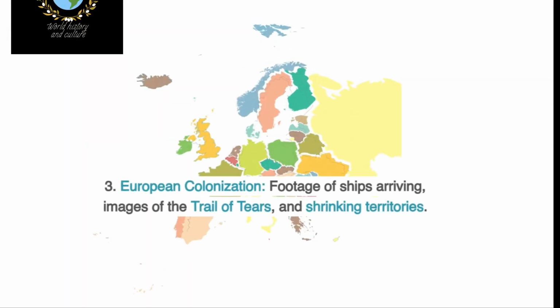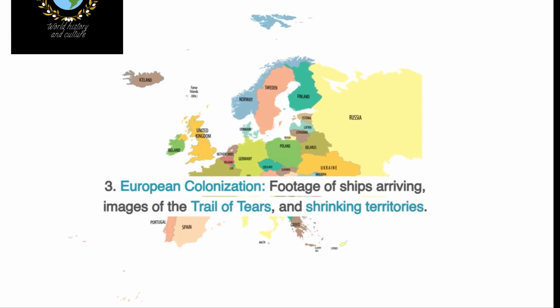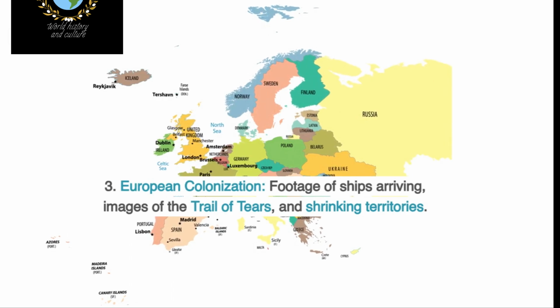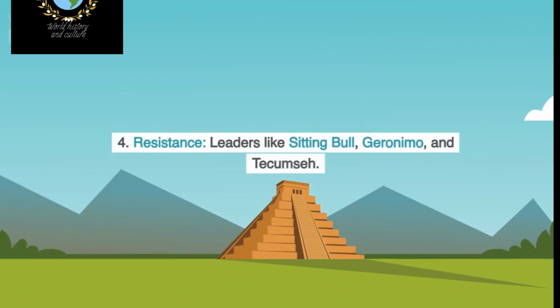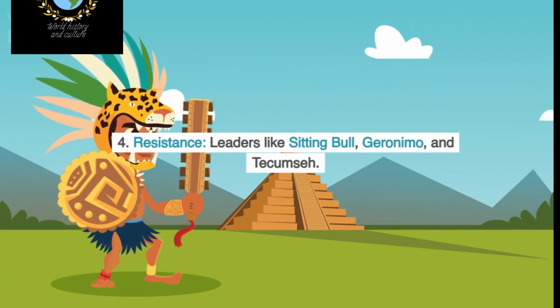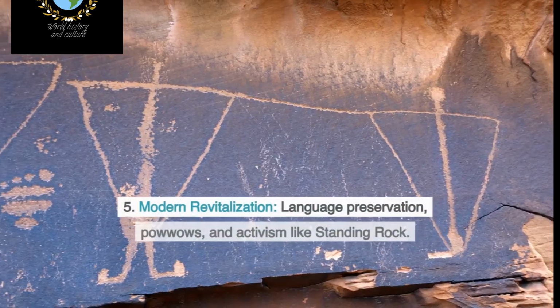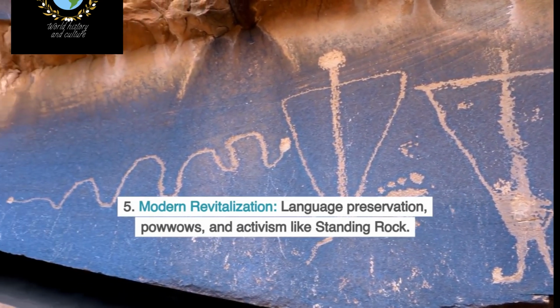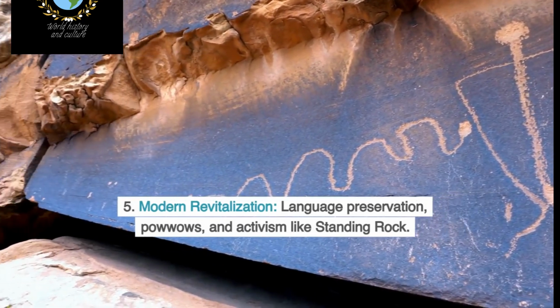3. European colonization: footage of ships arriving, images of the Trail of Tears, and shrinking territories. 4. Resistance: leaders like Sitting Bull, Geronimo, and Tecumseh. 5. Modern revitalization: language preservation, powwows, and activism like Standing Rock.